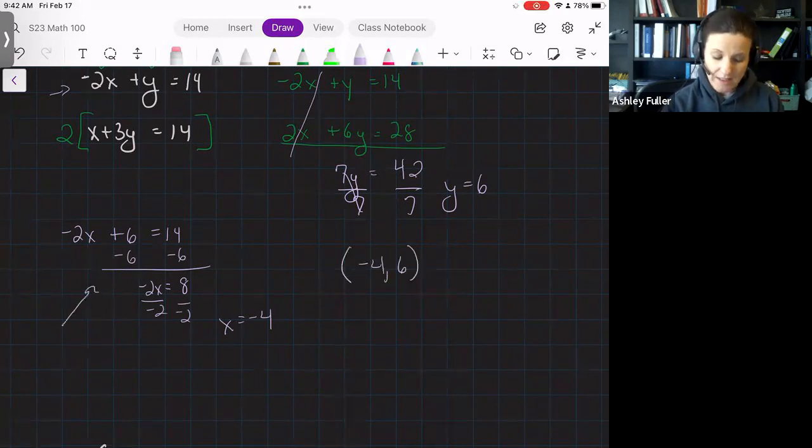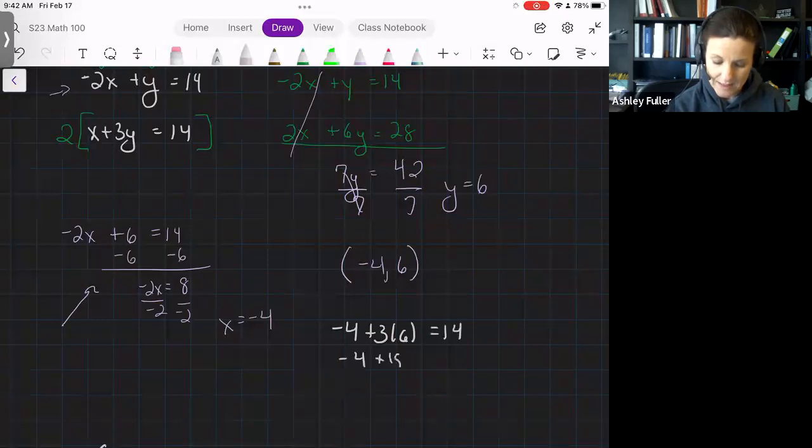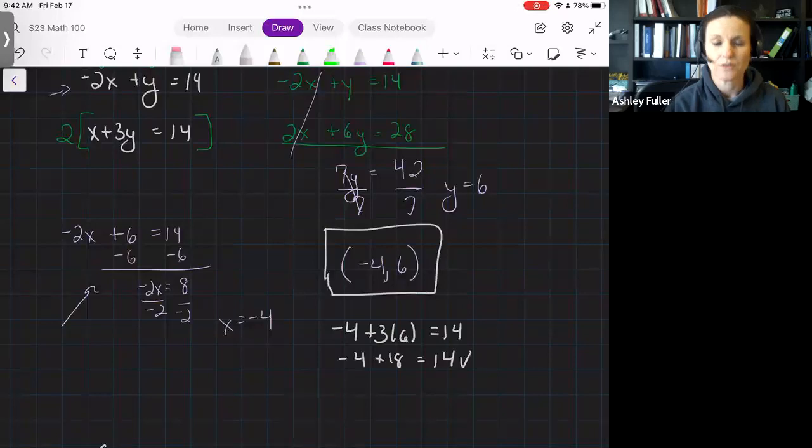We've already checked it in a sense, and it works in this equation. So let's check it in the other equation. We'll have negative 4 plus 3 times 6. We want to see if that equals 14. Negative 4 plus 18 does indeed equal 14. The solution negative 4, 6 works.